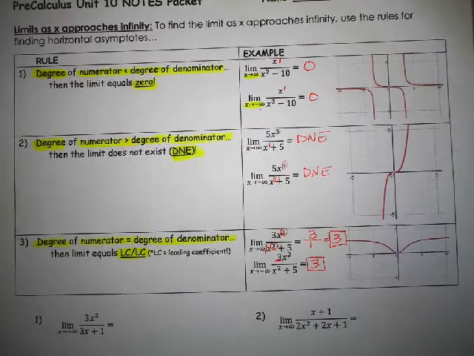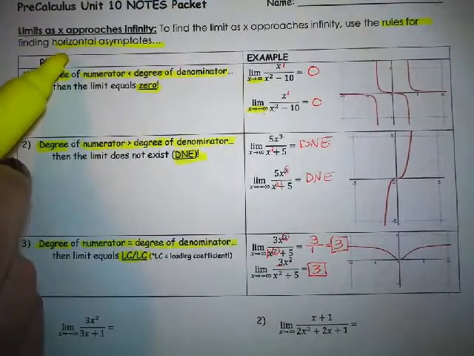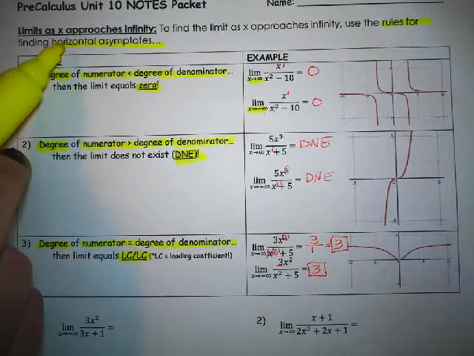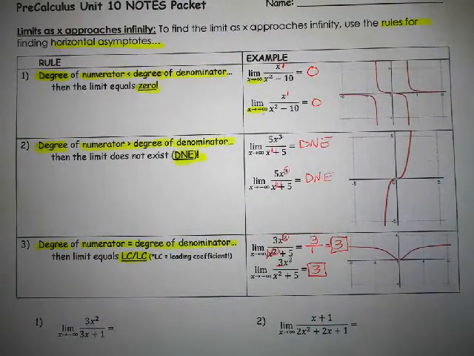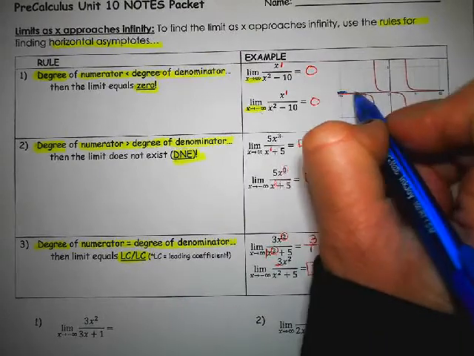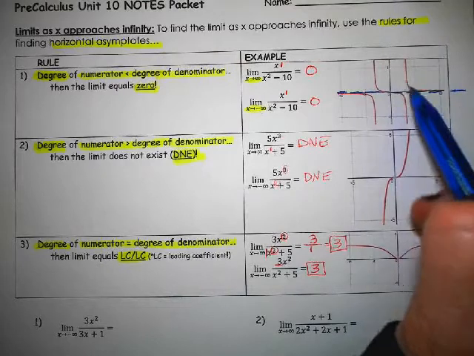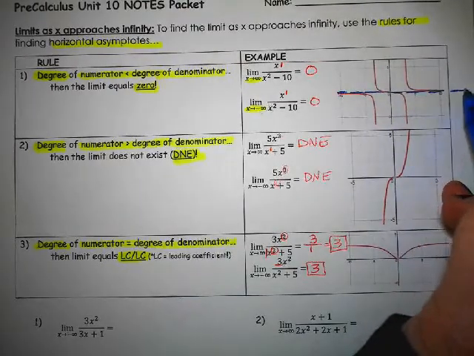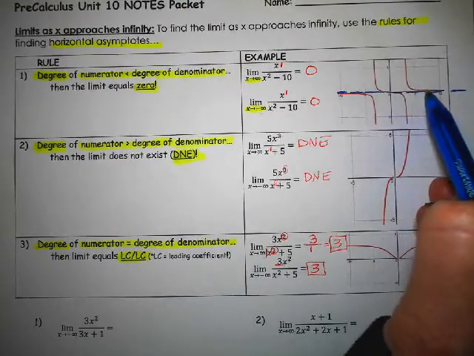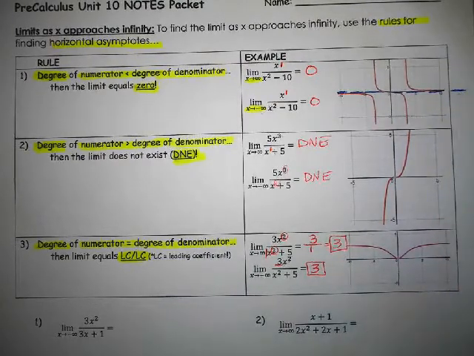These rules might seem familiar to you. Hopefully they do seem familiar to you. They are the same rules when we found horizontal asymptotes back a couple units ago. And the reason that they're the same rules is if you have a graph that has a horizontal asymptote, and I ask you, what is the limit as x goes to infinity all the way out here on the right? Remember, a horizontal asymptote, your graph gets really, really close to out on the right. So as the x's go to infinity, your horizontal asymptote is going to be the answer to your limit.